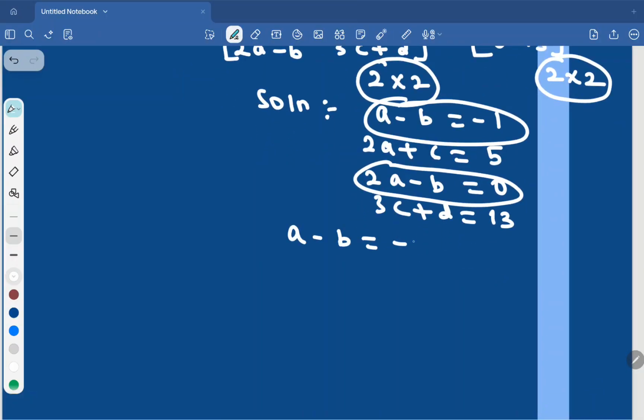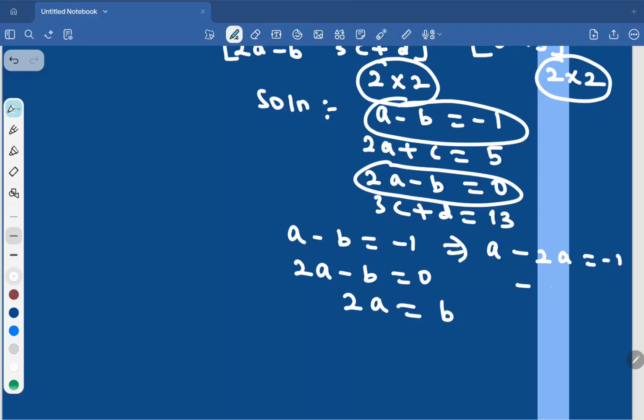A minus b equal to minus 1, 2a minus b equal to 0, 2a equal to b. Therefore, a minus of 2a minus 1 minus a equal to minus 1, a is 1. If a is 1, what is b? 2 times of 1, b is 2.